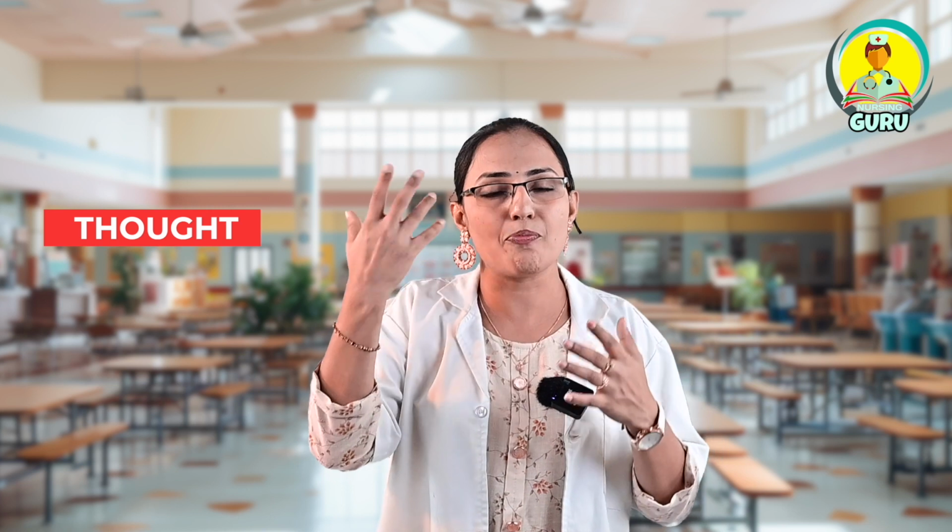Some examples may be delusion of persecution: somebody is coming to harm me, somebody is coming to kill me. Then delusion of infidelity. Infidelity means the belief that the husband is not faithful to me or the wife is not faithful to me. These types of beliefs are there.